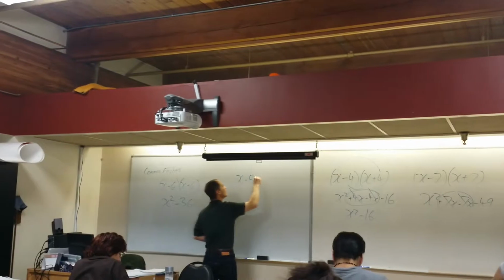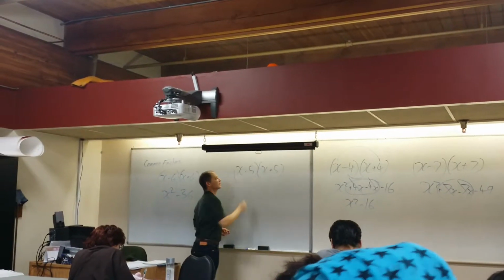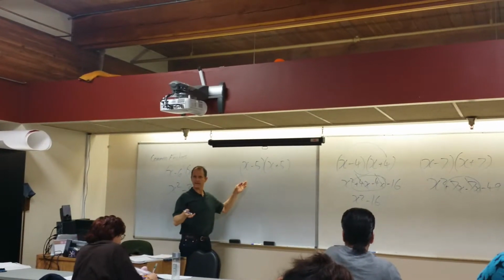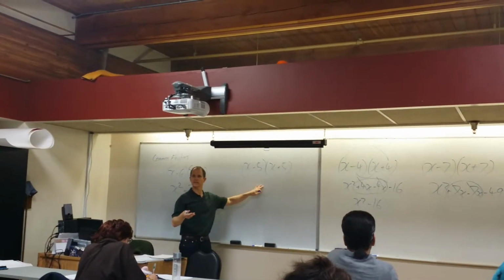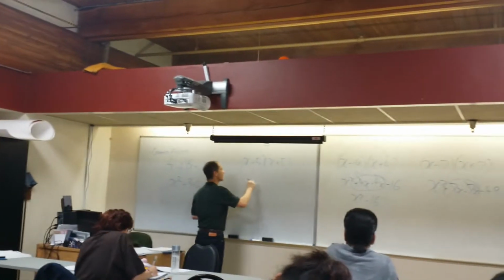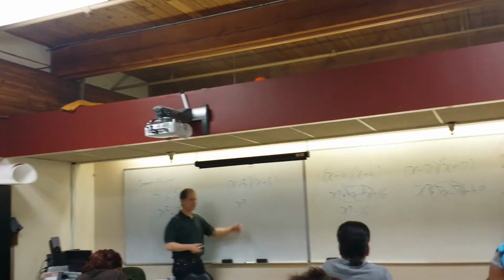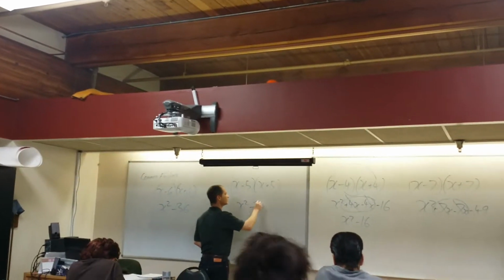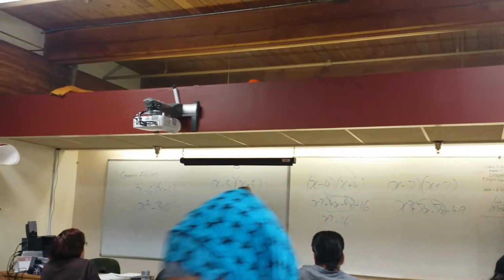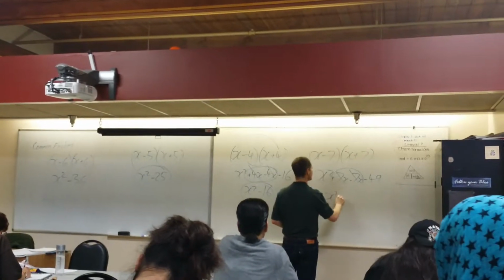x minus 5, x plus 5. We see that the outer and the inner are going to cancel out. We have negative 5x, positive 5x, right? So can't we just skip that step? First times first, we have x squared. And last times last is going to be negative 25. Nice. We have x squared minus 49.